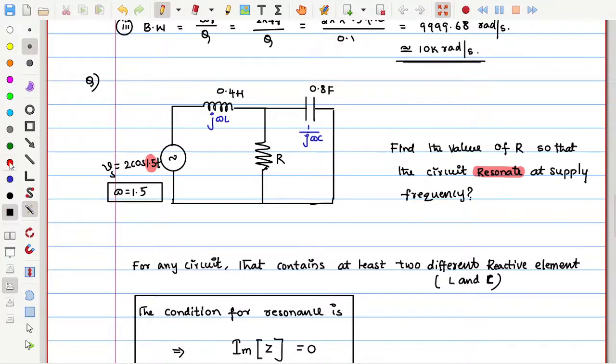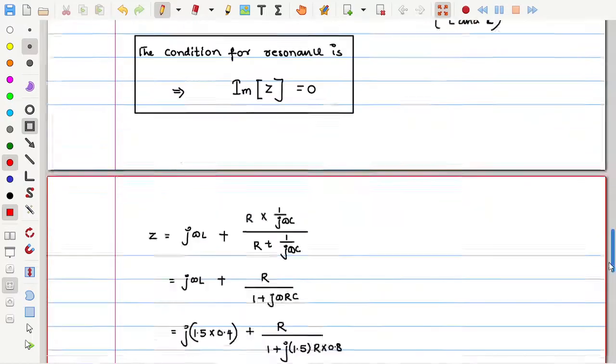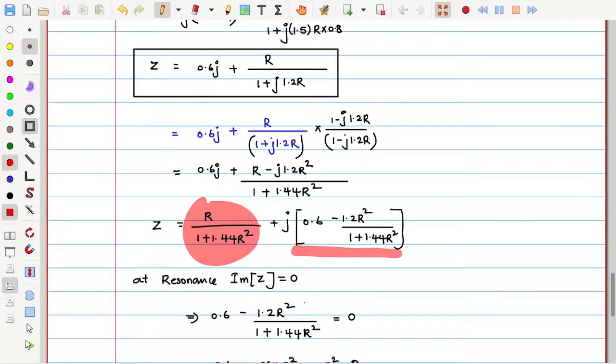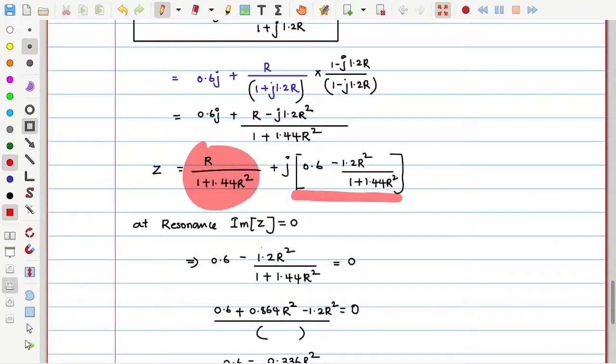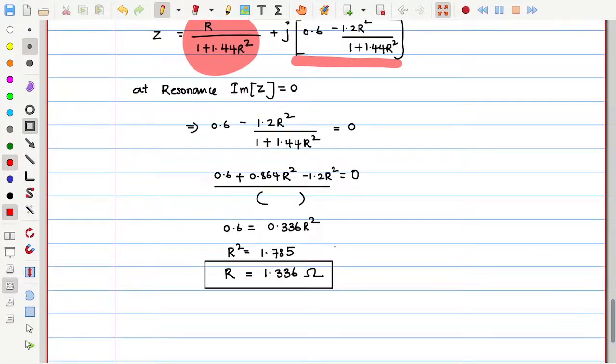Thereby this entire circuit just behaves as a pure resistive circuit. Why? Because the imaginary part of the impedance under resonant condition will become 0. As a result, it behaves as a pure resistive circuit. Okay, so this is one of the important concepts about resonance. So you should understand this carefully.